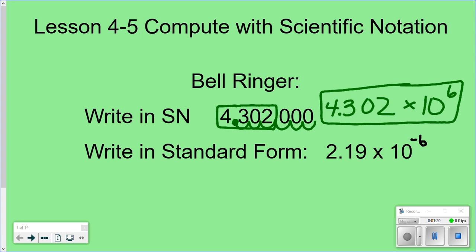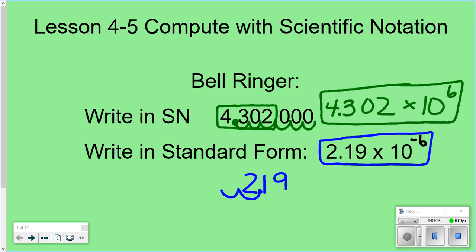All right, so let's look at this next one down below. Notice I have a negative exponent. So if I have a negative exponent, that means that I'm going to move my decimal to the left, and it's going to make a really, really small number. So 291, this is where my decimal is. I'm going to do times 10 to the negative 6. I'm going to move it 6 to the left. 1, 2, 3, 4, 5, and 6. And I'm going to write them in like that.